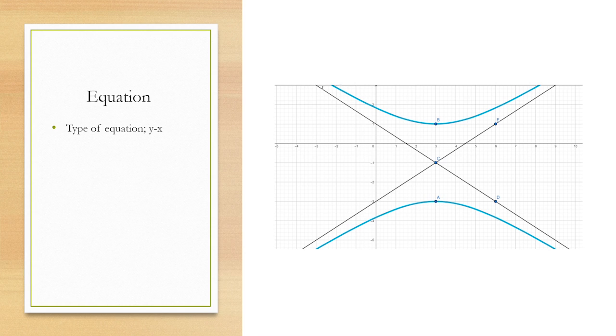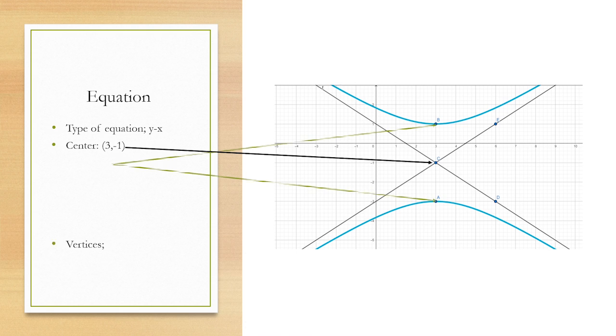Now let's take a deeper look at its points. The graph gives us three main important points, A, B, and C. The point C will be the center, located at 3 and -1. So we know that y will be followed by a +1, as it is the opposite of -1, and x will be followed by a -3 for the same reason. Likewise, A and B will be the vertices, 3 and 1, and 3 and -3, respectively.